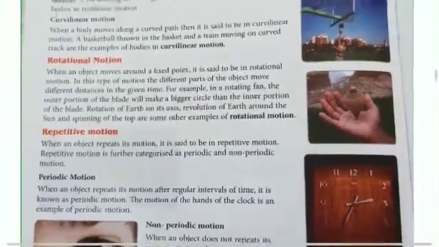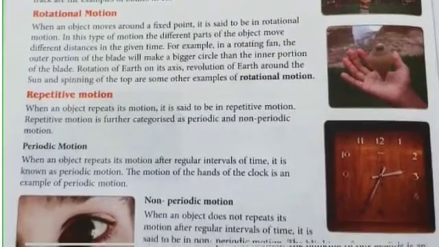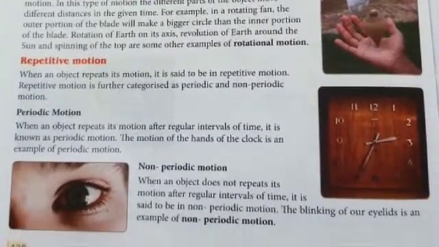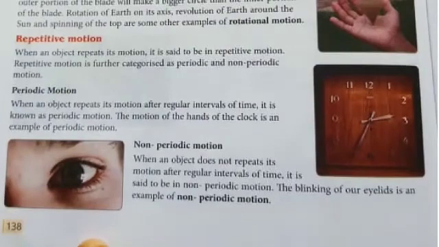Third is repetitive motion. The name itself tells repetitive, means it is repeating. When an object repeats its motion, it is said to be in repetitive motion. Repetitive motion is further categorized into two. In both cases, they are repeating, and they are first periodic and second non-periodic motion.